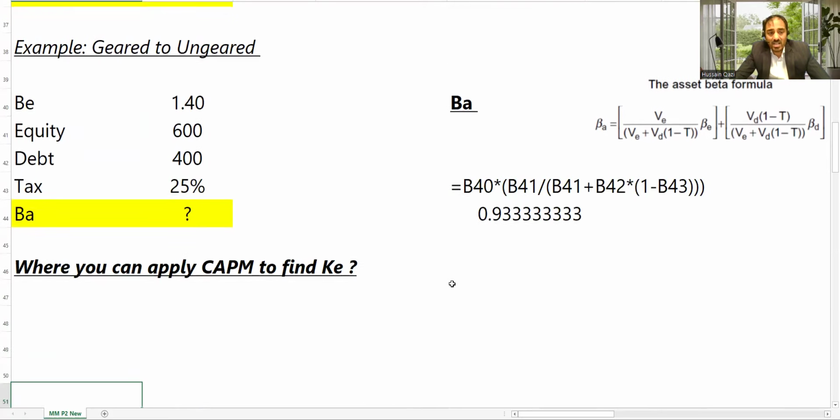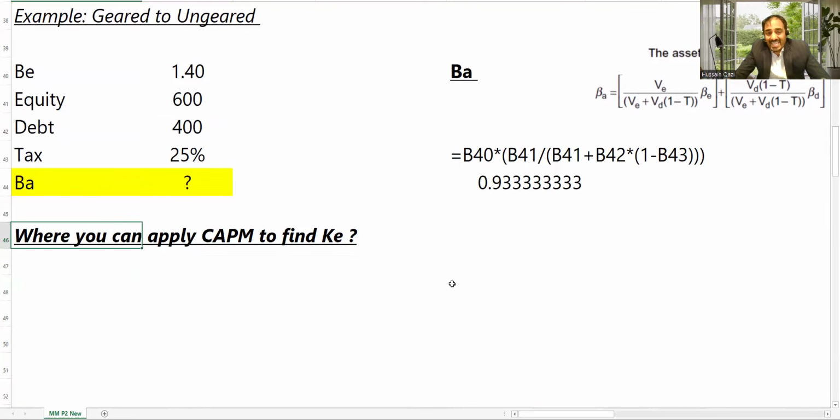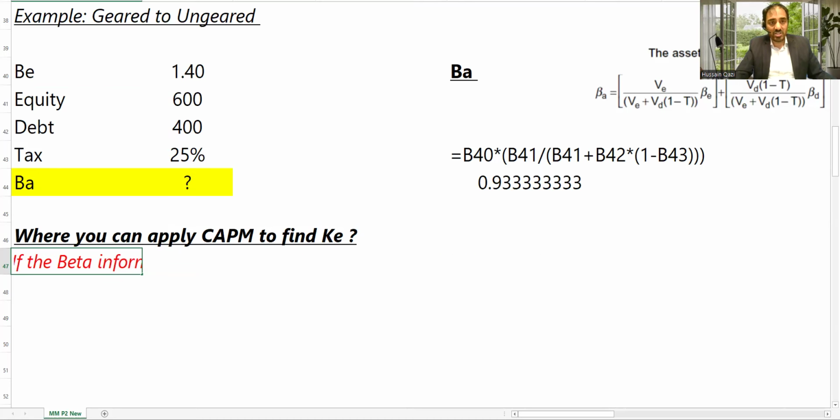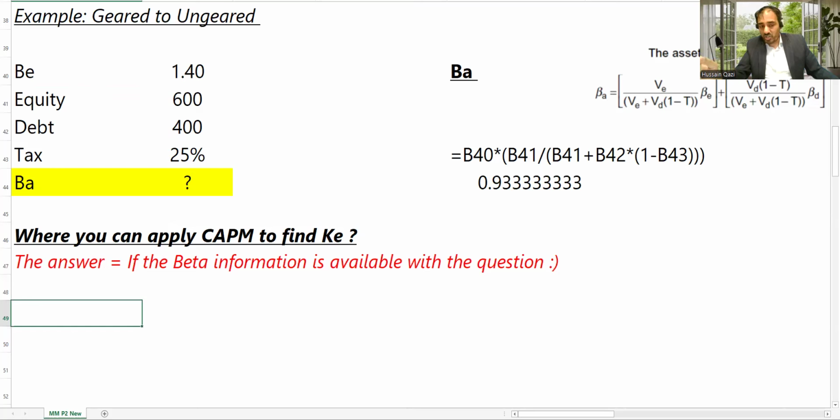But the point is where you can apply CAPM to find KE. A very simple answer: if the beta information is available, either proxy beta or the industry beta methods, within the question, then you will apply CAPM to find out the KE. That's very simple.